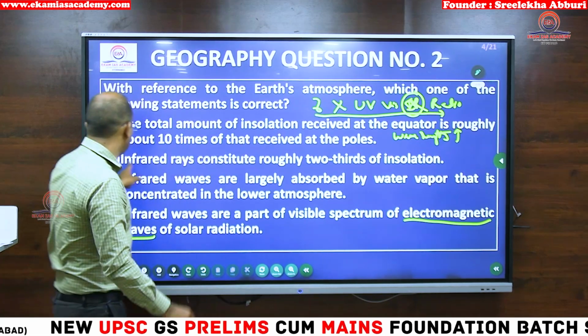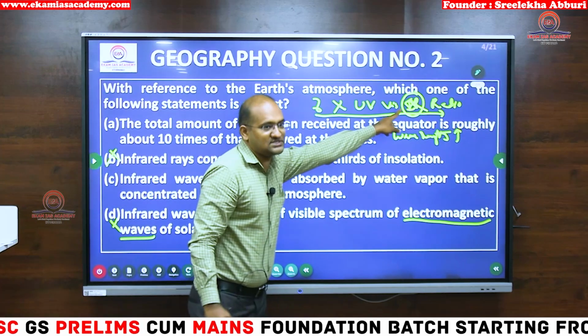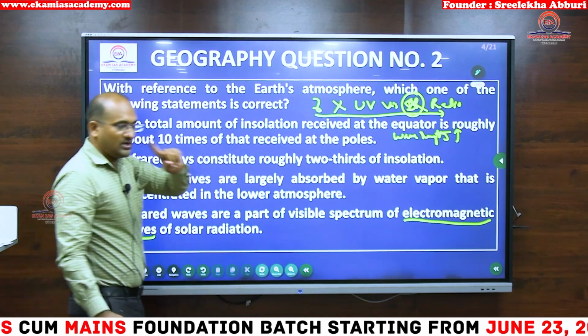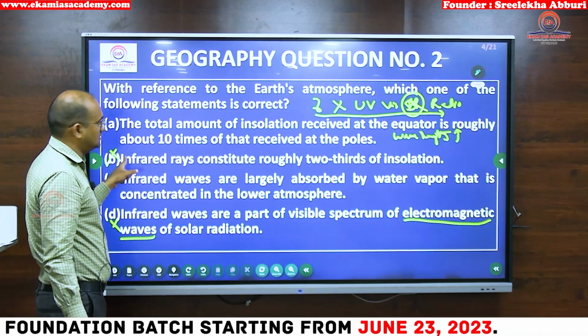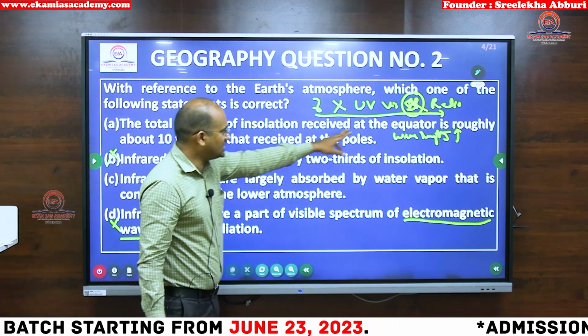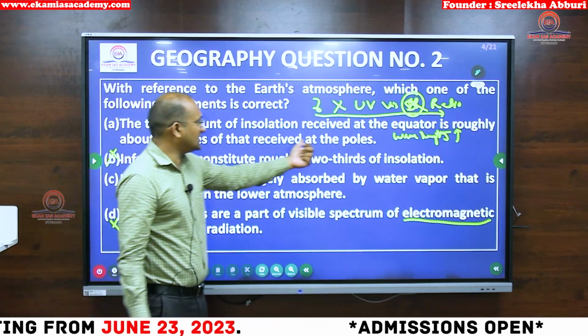So, obviously you can eliminate this, because infrared is a larger wavelength radiation rather than X-rays and UV rays. Okay. So, insolation happens in short wavelength. So, you can eliminate this option. Now, third option, the total amount of the insolation received at the equator is roughly about 10 times of that received at the poles.